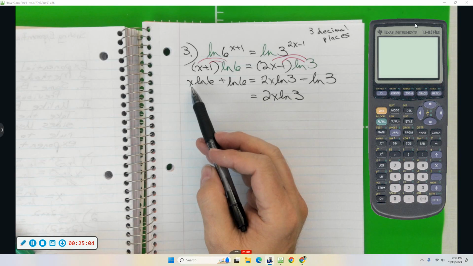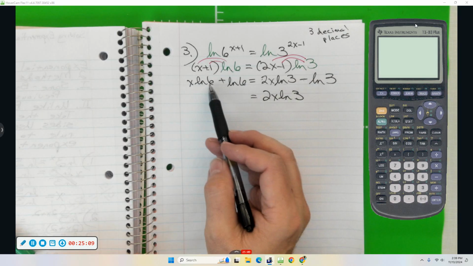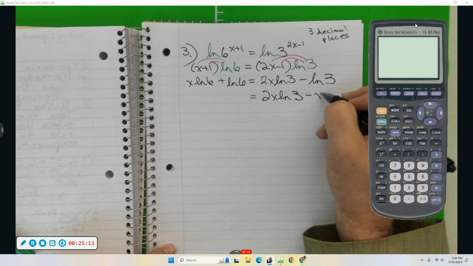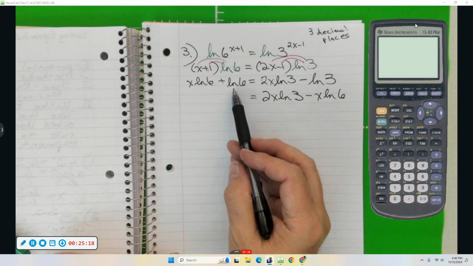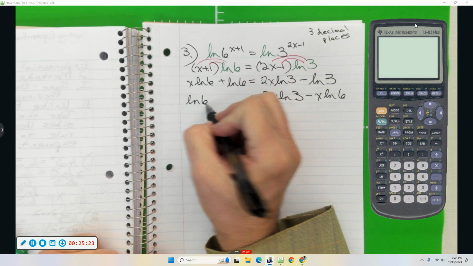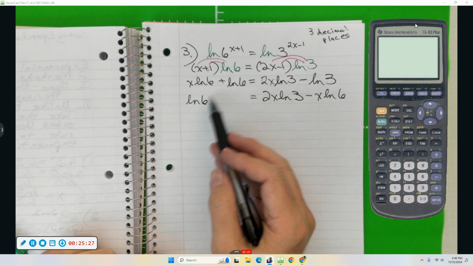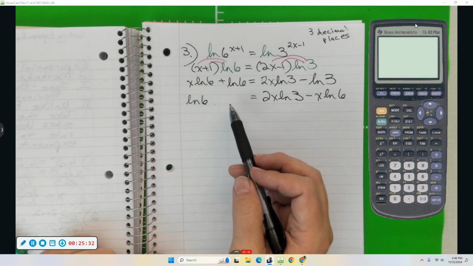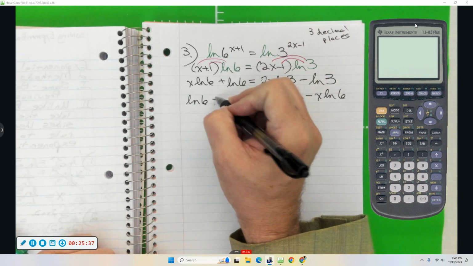Let's pick this term up, move it over. That's a plus x ln 6, so it's going to become a minus x ln 6 when I move it over. We already have an ln 6 here. What else are we going to have here? We have the ln 6. What are we going to have here? There's something we haven't moved yet. Okay, good.